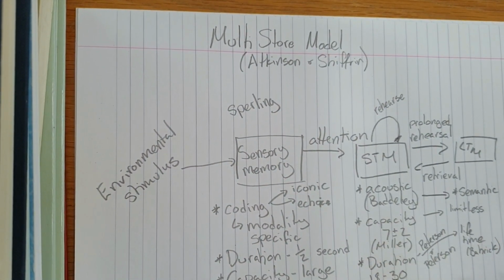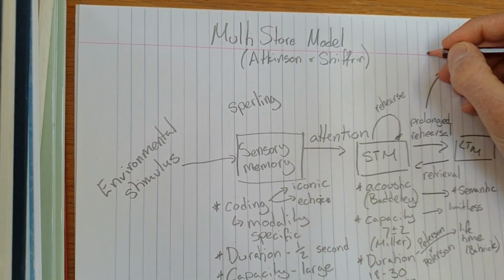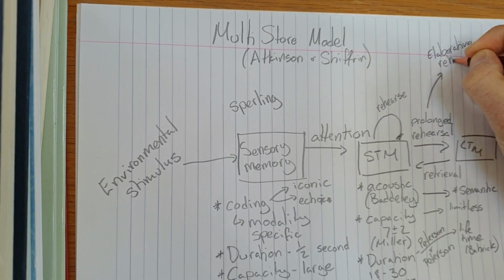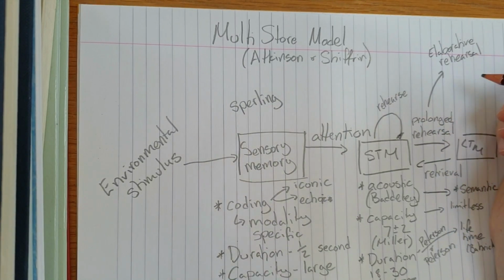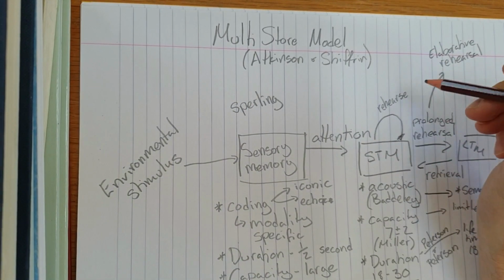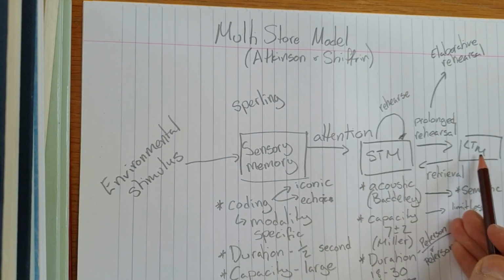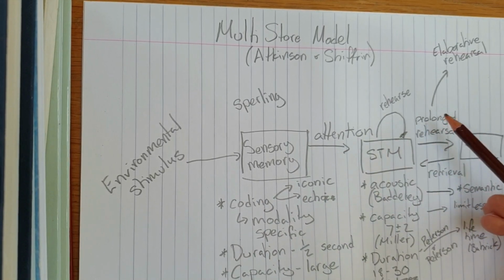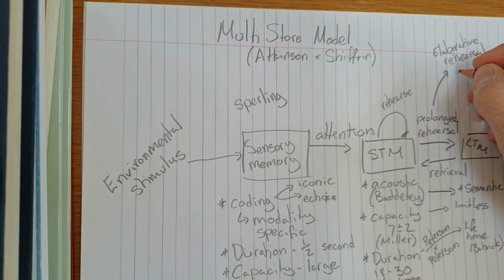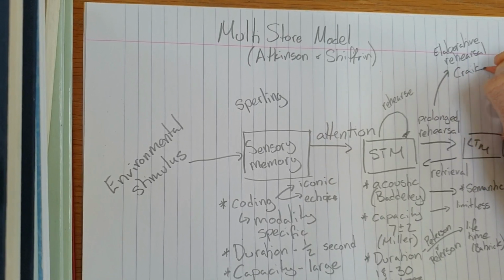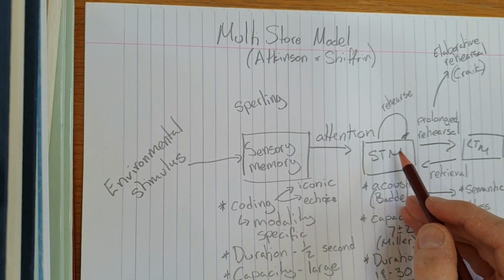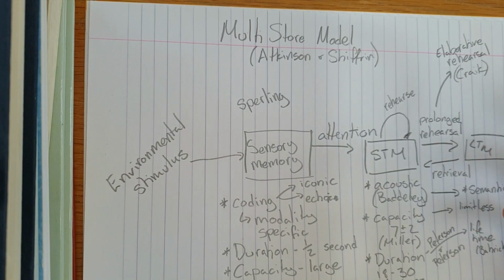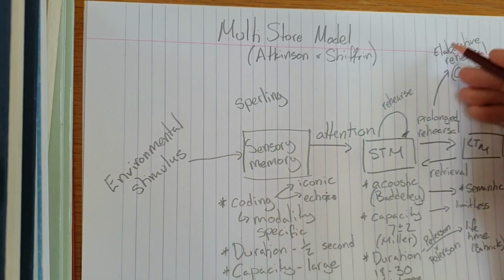I just want to put a few notes on here. You might see this sometimes called elaborative rehearsal. It's really important to notice that in the original multi-store model, Atkinson and Shiffrin said that to get information from short-term memory to long-term memory, all you had to do was keep rehearsing it, keep saying it to yourself. Some updated models replace prolonged rehearsal with elaborative rehearsal. This was a suggestion made by Craik, who said that actually to get information from our short-term memory to our long-term memory, we have to do more than just repeat it to ourselves. We have to link it to information that's already in our long-term memory.